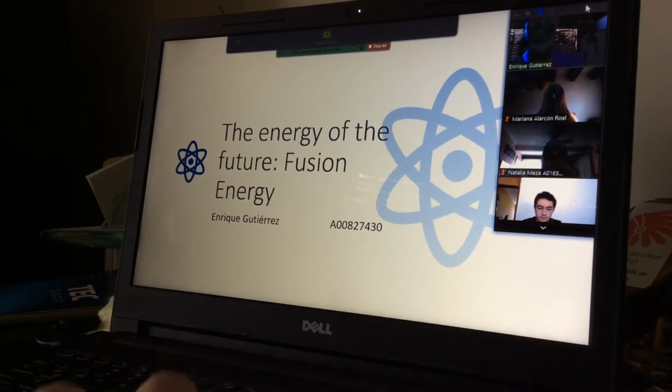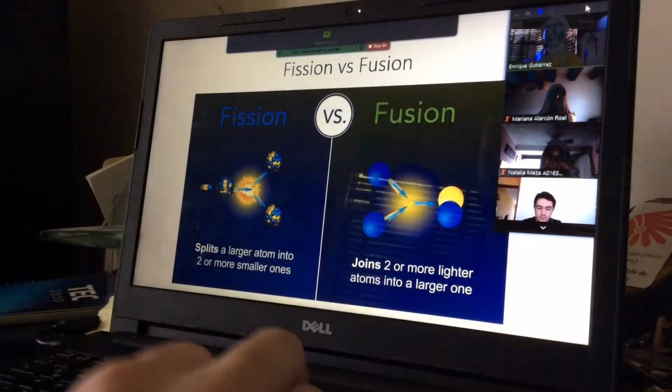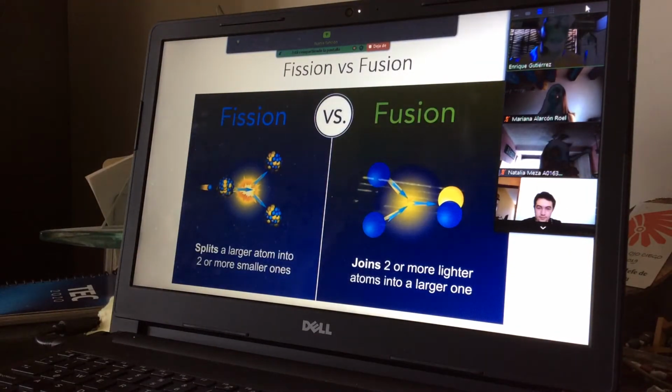Okay, I'm going to talk about the energy of the future that I think is fusion energy. First of all, I'm going to try to explain the difference between the two main nuclear reactions, which are fusion and fission. As you might tell by the names, fission is when you have a large atom and it splits into two smaller ones, while fusion is the opposite. You have two small atoms and they join together to form a bigger one.